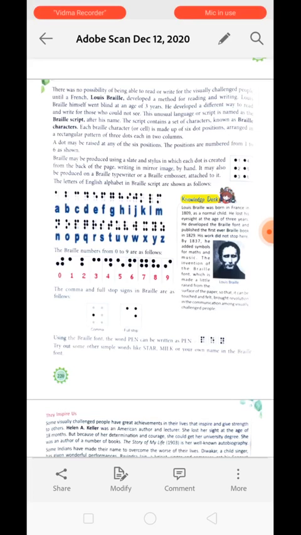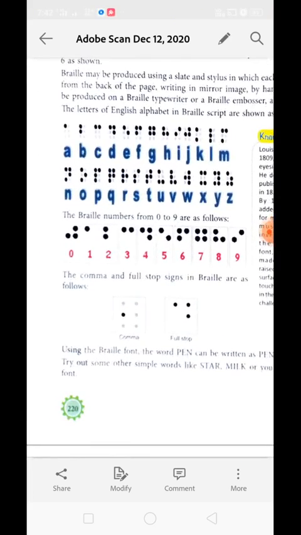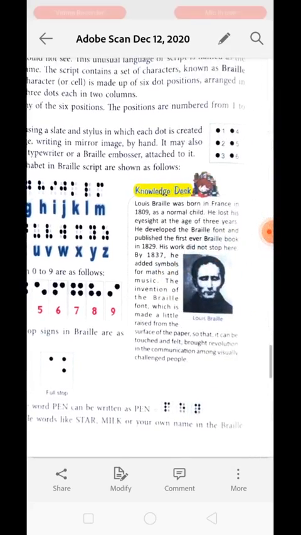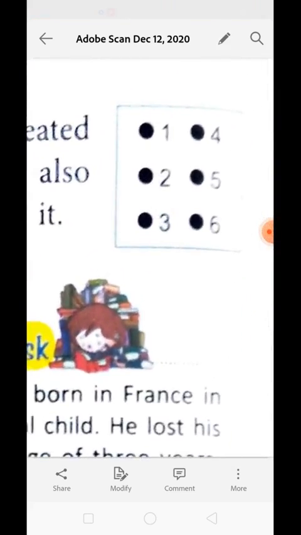Okay, this script contains a set of characters known as braille characters. You can see over here. Each braille character is made up of 6 dot positions arranged in a rectangular box. You can see we have 1, 2, 3, 4, 5, 6 dots. A dot may be raised at any of these 6 positions, and by touching them they can feel it and identify the words. The positions are numbered from 1 to 6 as shown in the figure.